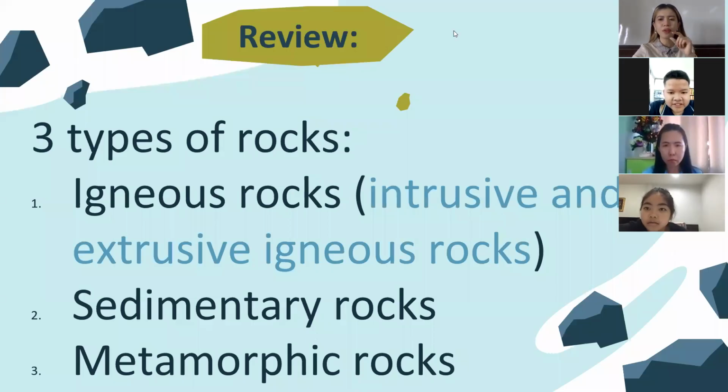Let's have a short review of what we have discussed yesterday. So, what are the three types of rocks? What's the first one?